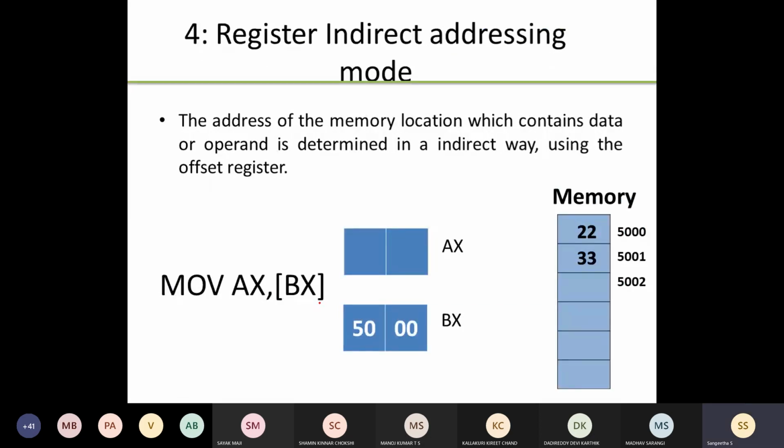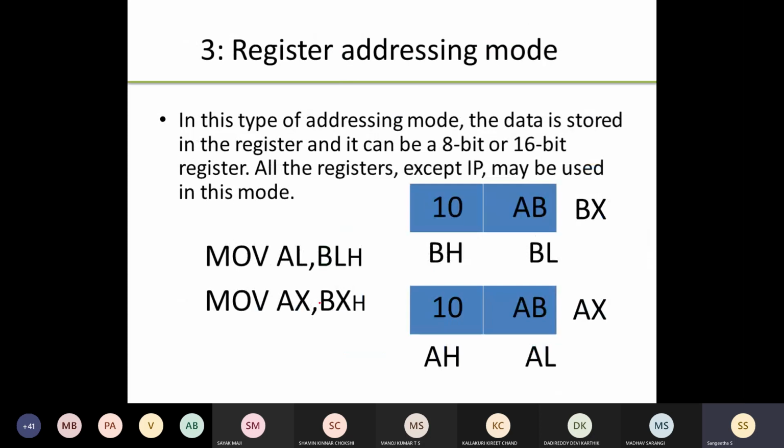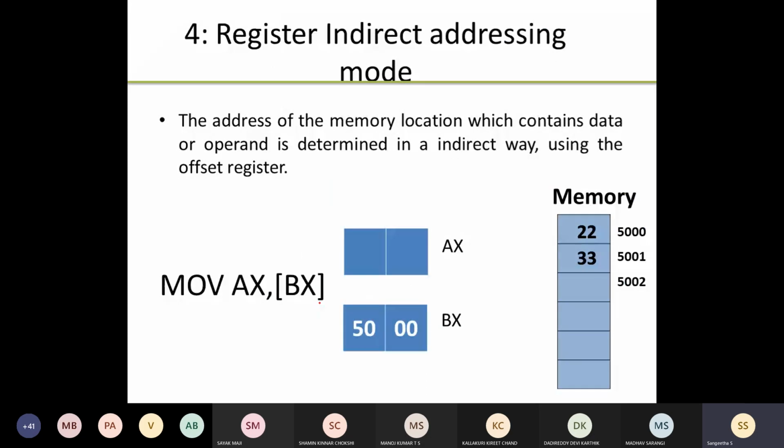And next one is register indirect addressing mode. Here you will not directly specify the register as before. Instead, when it is indirect, you specify it using the offset registers. In a square bracket, if I write BX, it indicates that this register holds the address of your data. The data will be in the data segment, so BX will contain the address of that particular memory location.